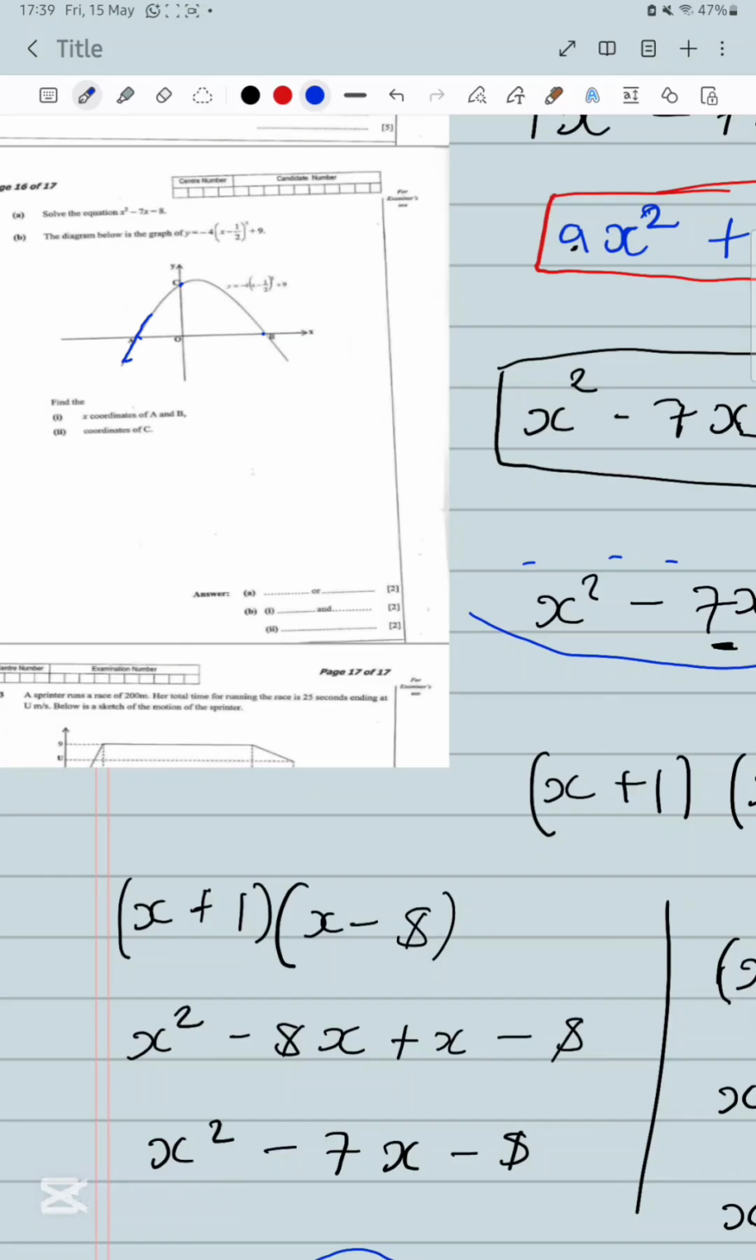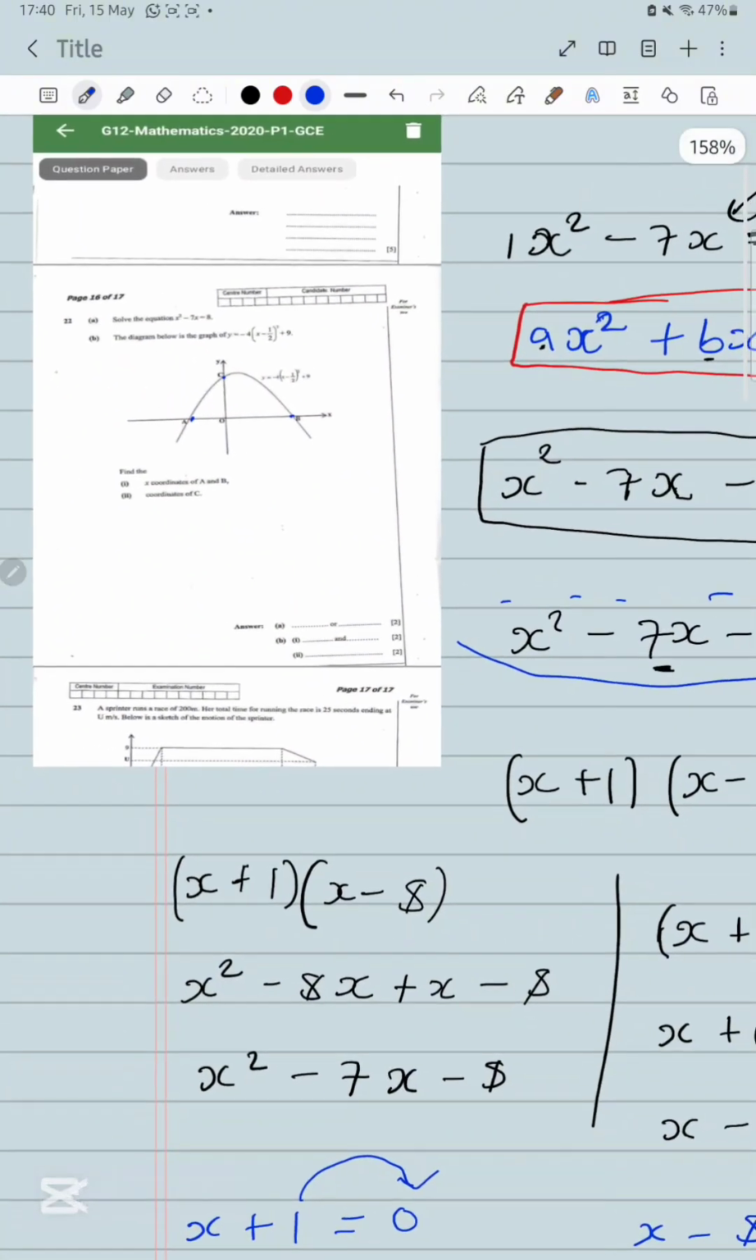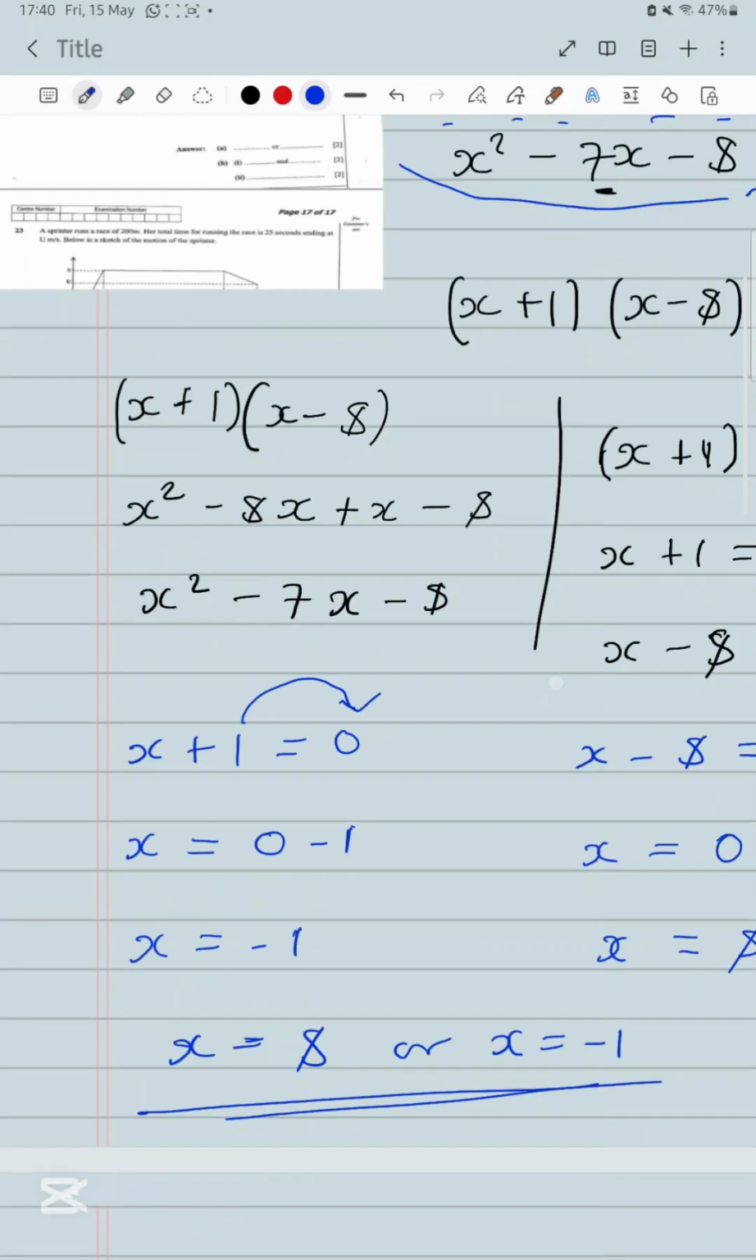Question 1, find the coordinate of A and B. We are going to find the coordinate of A here, and B, this part. Or rather, find the x coordinate of A and B, x coordinate, not y. Then question 2, coordinate of C. We're going to find the coordinates at C here. All right, let's dive into our question.